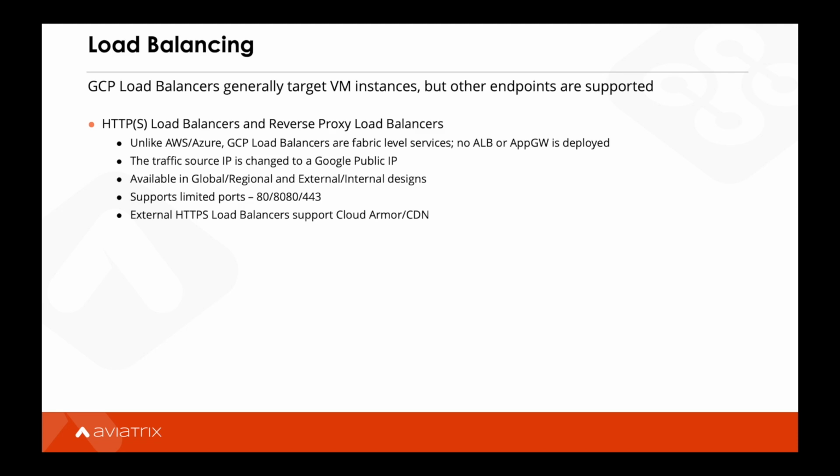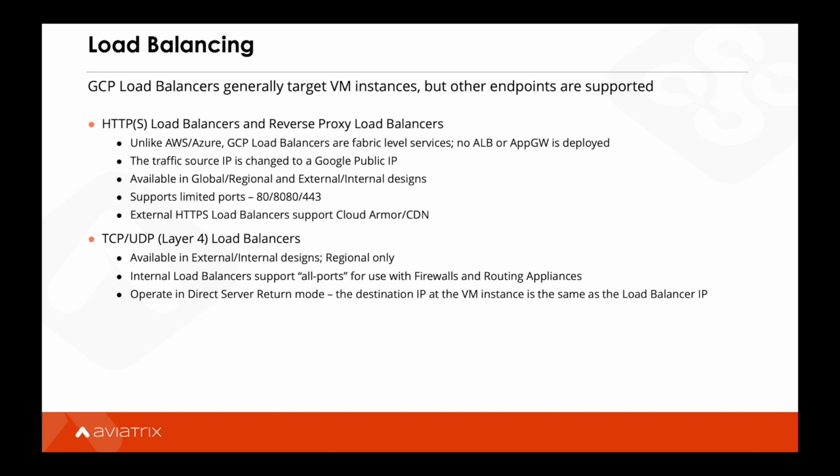When the traffic comes from outside, the source IP is changed to the Google public IP in case of HTTP or HTTPS load balancer. This load balancer is available in global or regional setting, and you can use it for your external or internal designs. Since it is HTTP, HTTPS, obviously the port support is limited, so you can use 80, 8080, or 443 ports. This load balancer also supports Cloud Armor, WAF, Web Application Firewall, or CDN services.